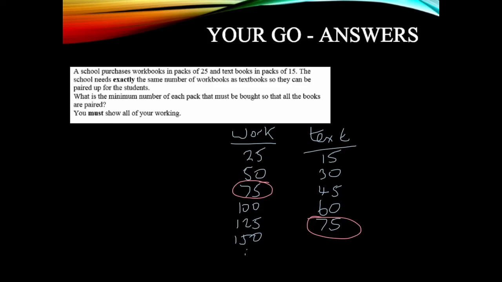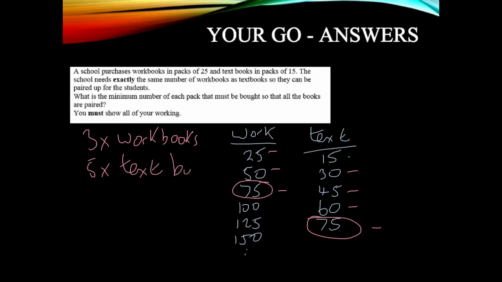What does it say? What's the minimum number of each pack that must be bought? So we must buy 1, 2, 3 packs of workbooks. So 3 lots of workbooks. And we must buy 1, 2, 3, 4, 5 lots of textbooks. 5 times textbooks. Okay, again, if you got that right, really well done.